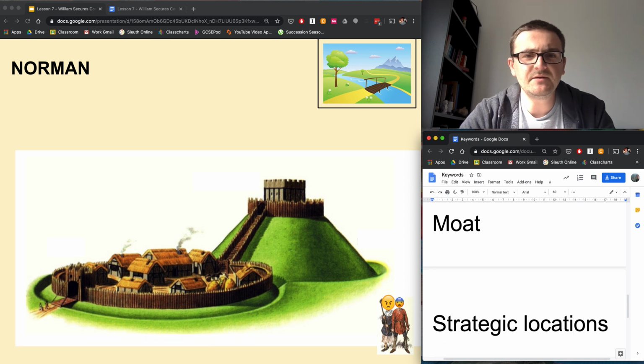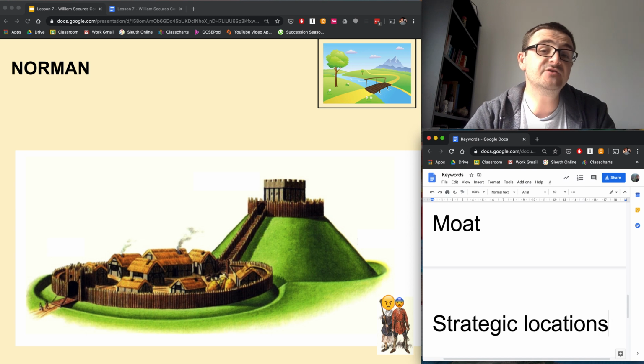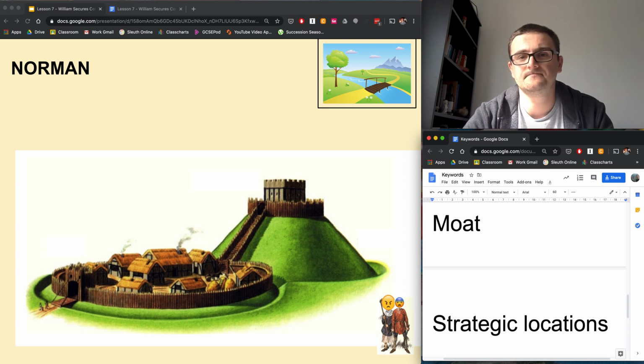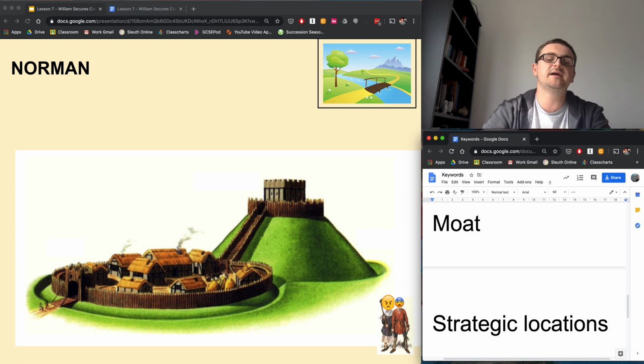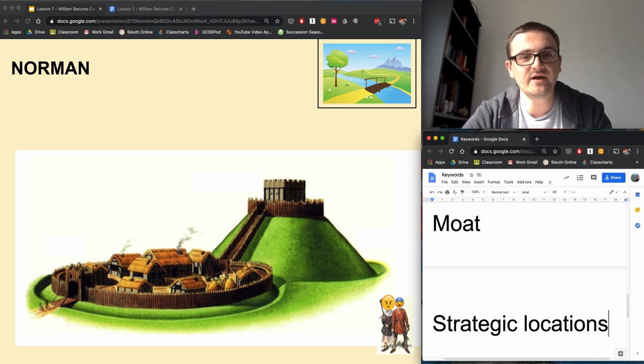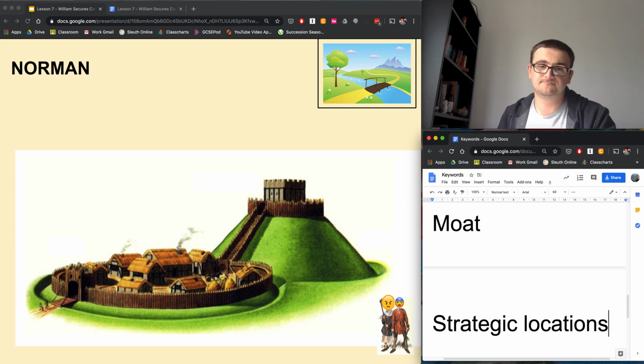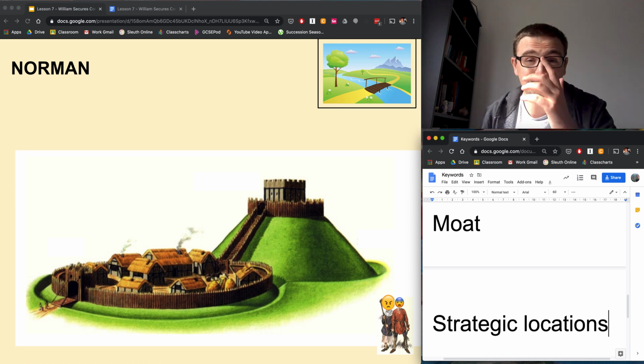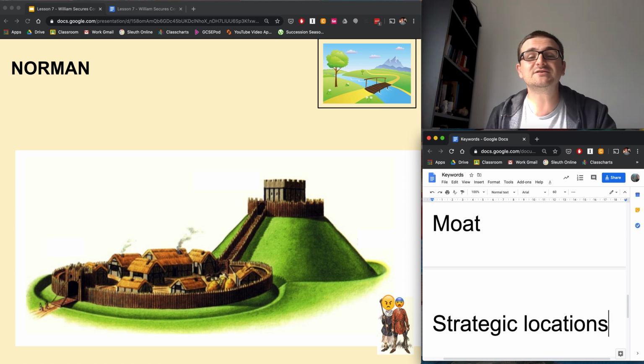So, for example, they'd be built near crossroads, near main towns, near river crossings. Anywhere that William needed to control, any location he needed to control so that he could control the people, he would try and build a Motte and Bailey castle. In total, he built over 500 castles in Norman England.